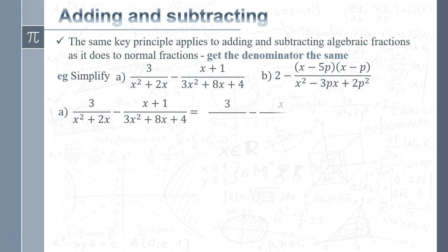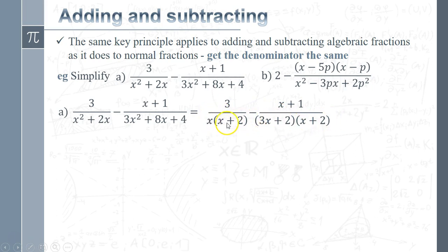So factorise the bottoms. We've got x squared plus 2x, that just becomes x times x plus 2, and factorise the 3x squared plus 8x plus 4 using either method discussed in the previous slide, and we get that, and straight away you can see you've got a common factor there, which is going to make our life a bit simpler. So our new common denominator has got to have all the elements of these bits here. We've got 3 elements.